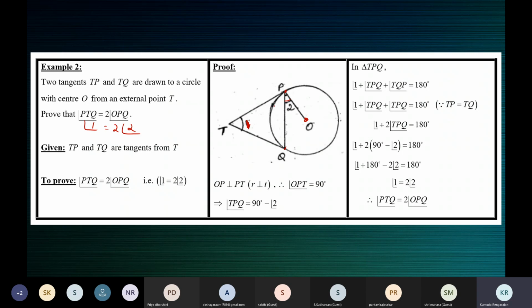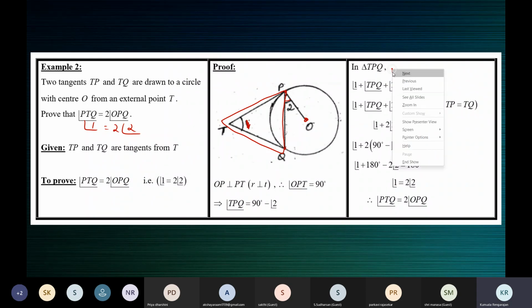Okay. So to prove this result, children, just take up this triangle TPQ and use the angle sum property. In triangle TPQ, angle 1 plus angle TPQ plus angle TQP is equal to 180. The sum of the three angles in this triangle is 180.